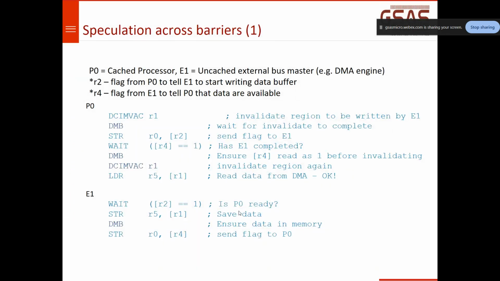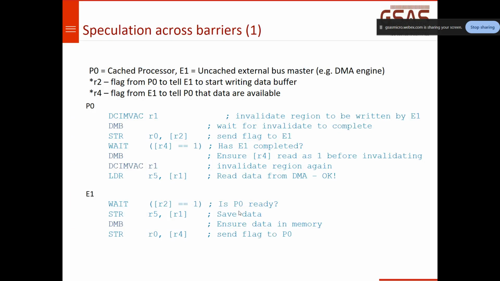So now, access across barriers. We have P0, a cache processor, and P1, which is the bus master. We can take it as a DMA. Here we are first using DCI MVAC, which invalidates the memory address that the DMA will be writing to. Means if anything is there, the data in the data cache has been cleared.